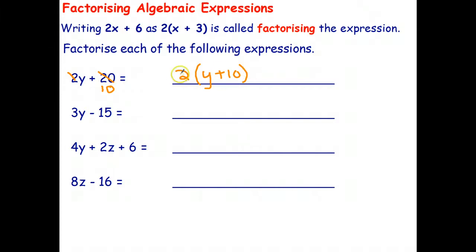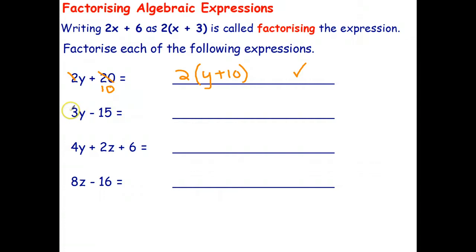Now, of course, we know how to expand, so the easy way to check this is to say, well, 2 times y is 2y plus 2 times 10 is 20. So we can check our factorizing quite easily. Okay, another fairly simple example.